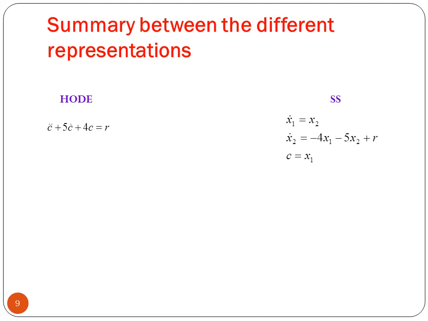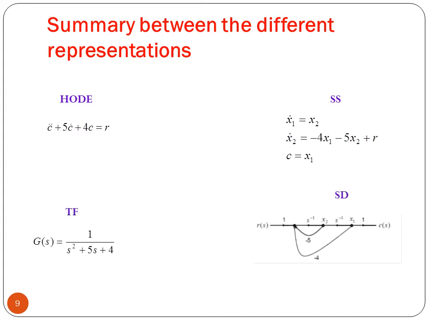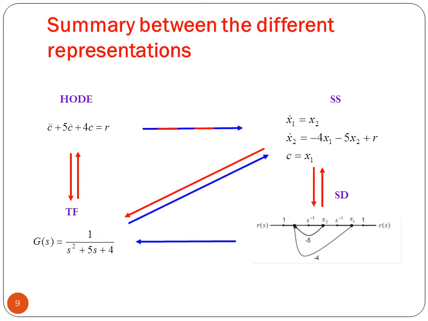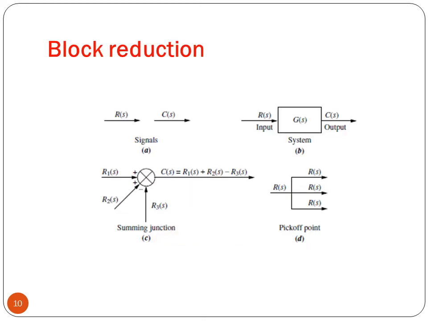So to summarize the whole thing, we'll have the characteristic equation, which is the following. We can go through the state space model, the transfer function model, and the block representation, which will be presented later on. And here are the complete links between these four models.